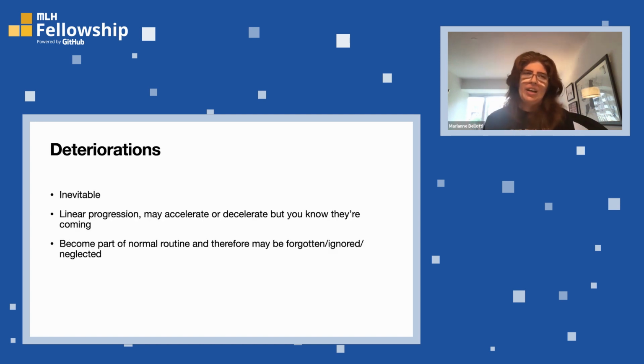Deterioration. So the second thing, deteriorations are things that are inevitable. They have a linear progression. We may accelerate or decelerate along that linear progression, but we know it's coming and we have a general idea of when it's coming. And because of that, they become more dangerous than usage changes because they become part of the normal routine, and therefore it is easier to forget about them or ignore them or neglect them.